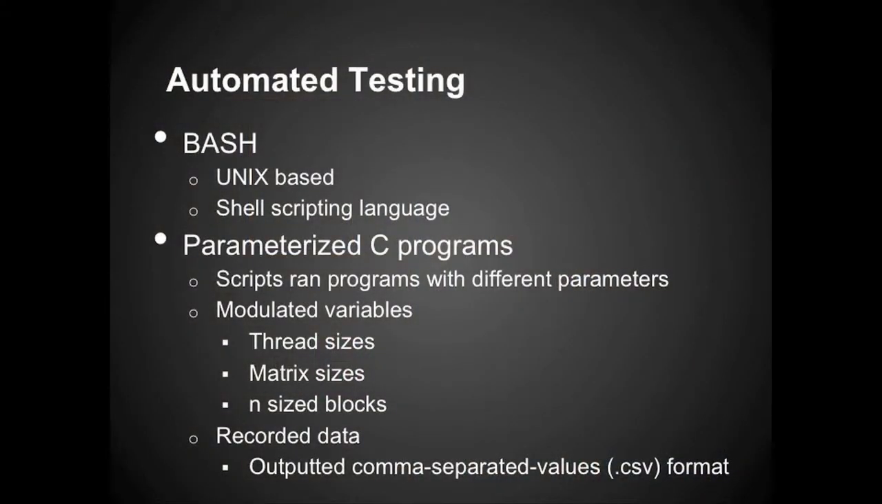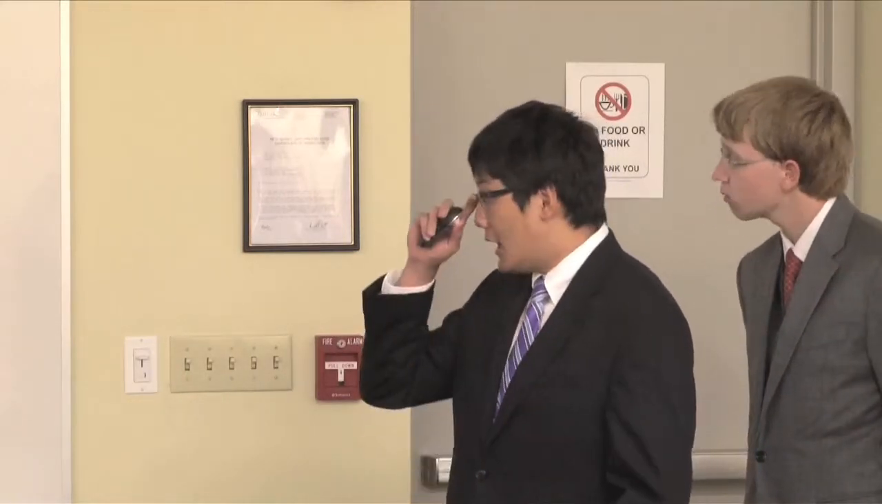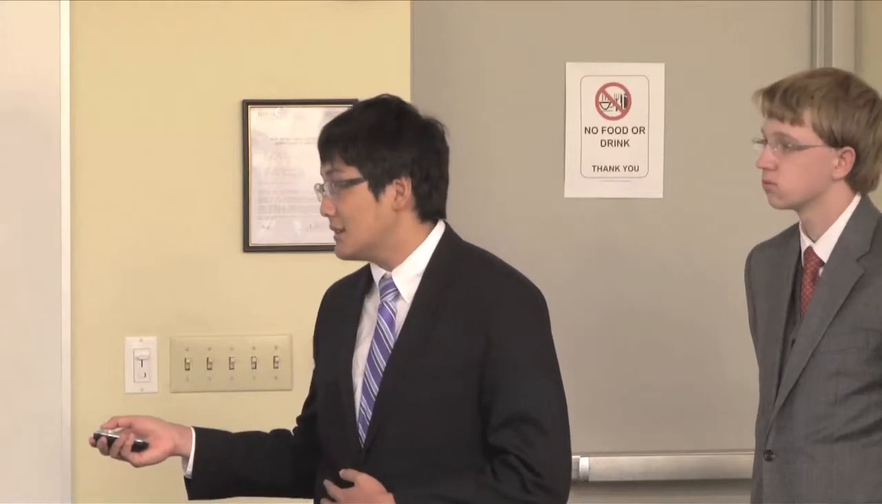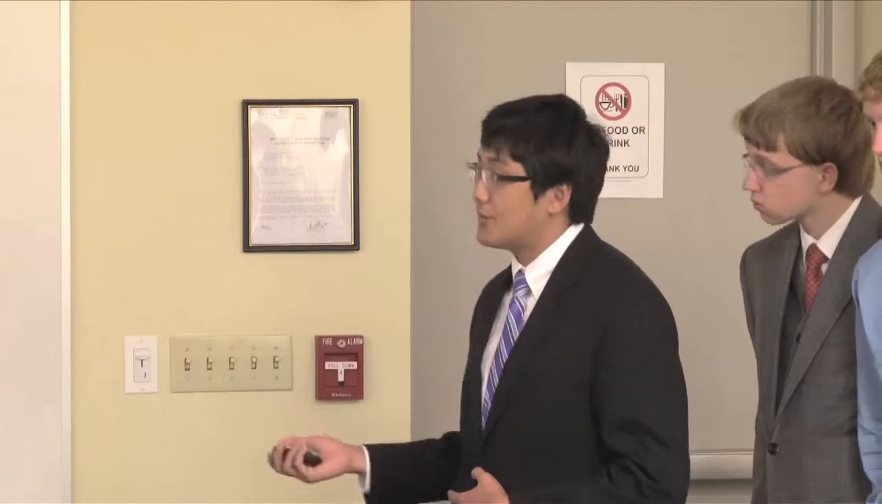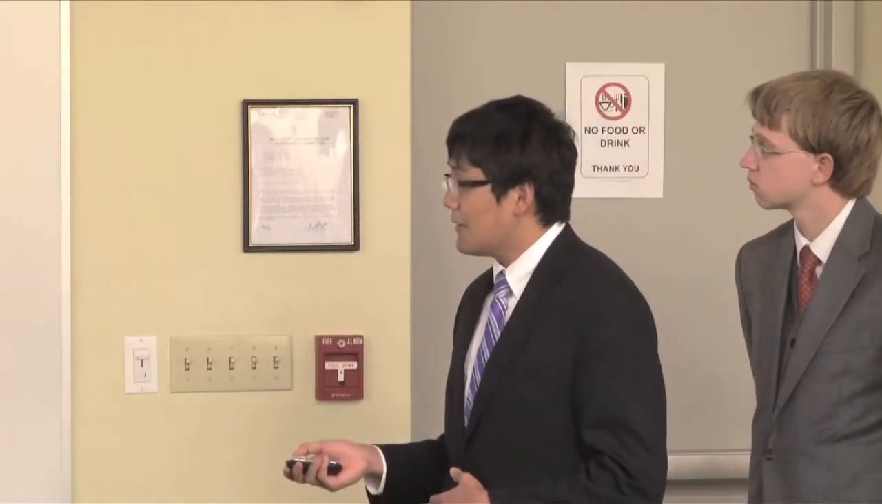So most of the data that we generated was done through scripts that we wrote. The scripts were generally in Bash, which is Unix-based and is a shell scripting language. Our programs were written in C, and we modulated different variables through these shell scripts. Some modulated variables that we wanted to test were thread sizes, matrix sizes, and n-size blocks, which refer to the assignment of rows to threads. And finally, we recorded the data and outputted it into comma-separated value files, CSV files, which were imported into MATLAB to generate graphs.